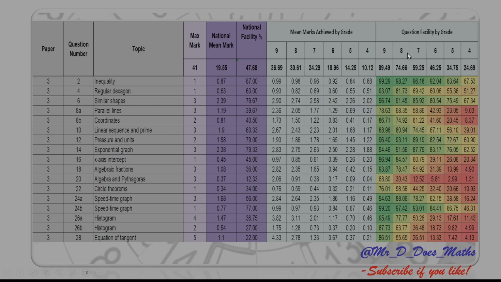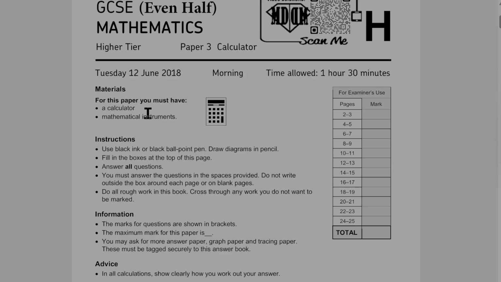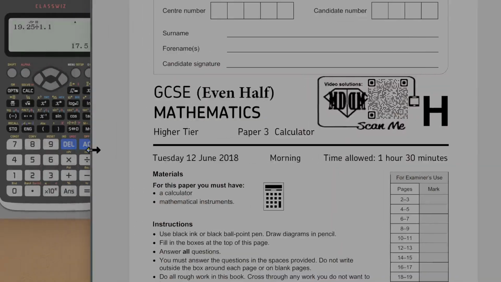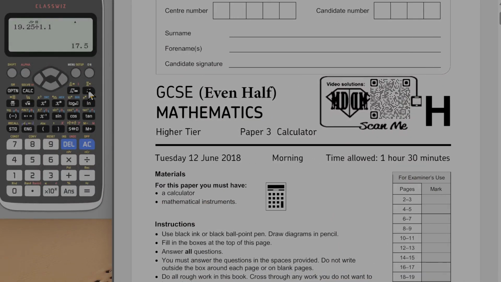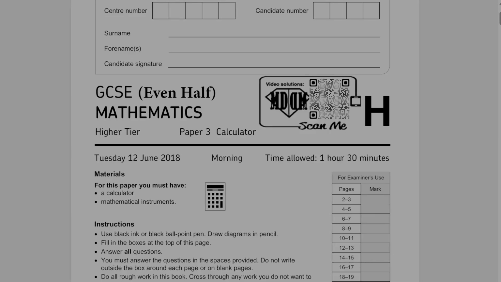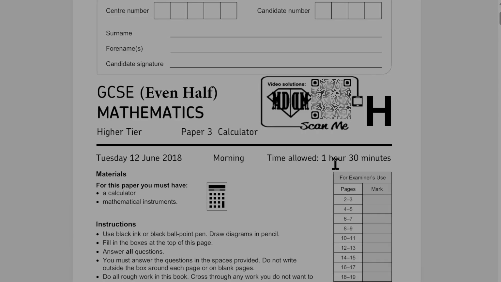Okay, let's start the paper then. So this is the paper. I've just taken the paper, cut all the odd questions out and produced it and put a QR code on the front. Other than that, it's the same as the AQA paper. I'm going to be using this Casio FX emulator for my calculator section when I need it. If you've got a different one, I'll talk you through basic functions if there's anything particularly different.